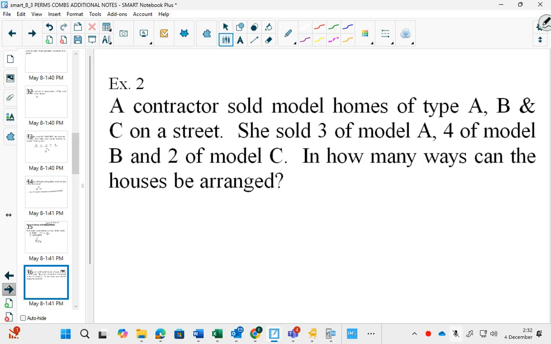A contractor sold model homes of type A, B, and C, 3 of model A, 4 of model B, and 2 of model C. We can see that this is an identical objects question. Have you ever driven in a neighborhood where a bunch of houses look the same? They change the front, like one of them's white and one of them's blue, but the style of the house is exactly the same all the way through. Very typical.